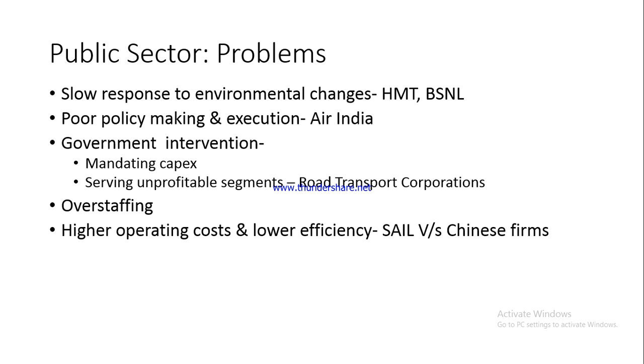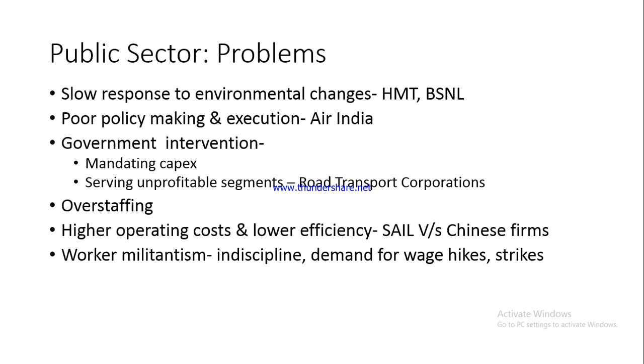If you look at Steel Authority of India Limited and compare its efficiency level with the Chinese firms, you would find that Steel Authority of India's efficiency is much lower than that of Chinese steel production firms. And that is why Steel Authority of India is facing such a large number of issues competing in international markets. Not only in the international markets, they are finding it difficult in the domestic market in our own country also because of the cheap Chinese goods. And why are the Chinese goods relatively cheaper? Because they are more efficient. So this is one problem with our public sector enterprises.